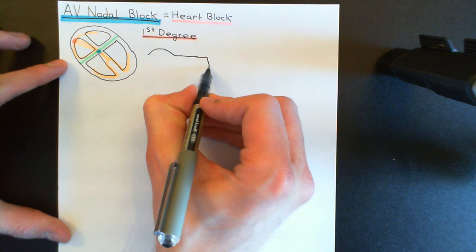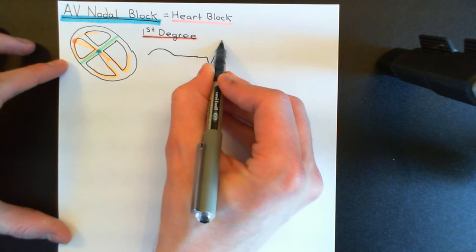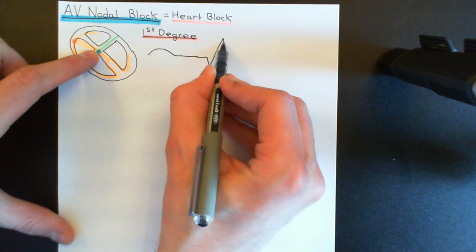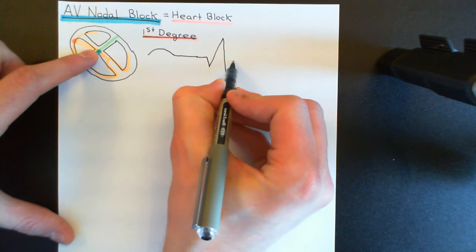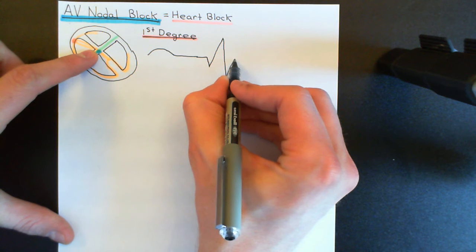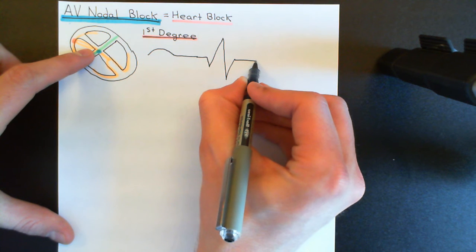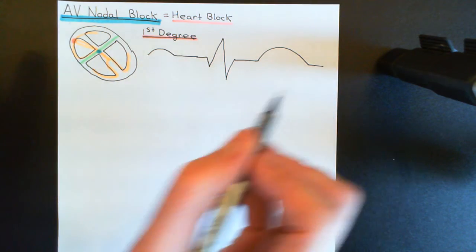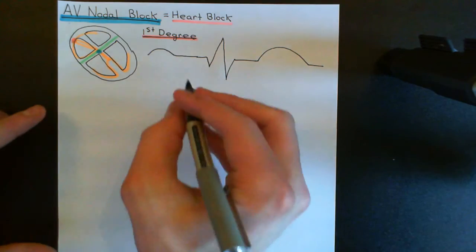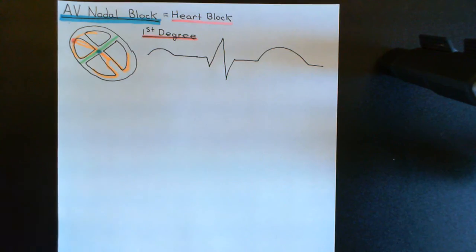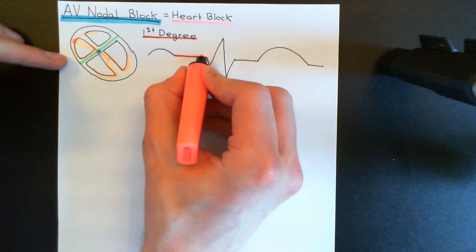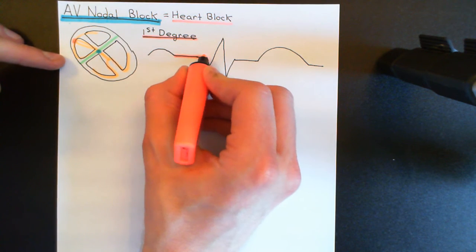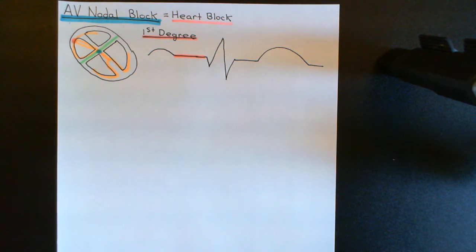Then the QRS complex will be normal, because after the AV node, everything's fine. So here is our Q, R, and then S wave, and then after that we'll have a normal ST segment, and then we'll have the T wave representing ventricular repolarization. Okay, so a prolonged period in between the P wave and the onset of the QRS complex, that is how first degree heart block or first degree AV nodal block is actually going to look on an ECG.